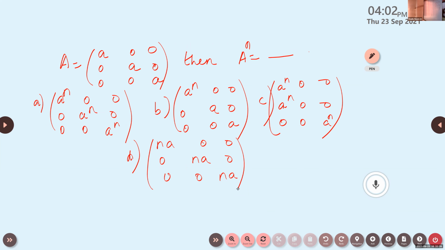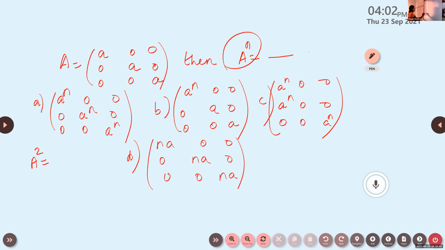How will you do this? Whether it is a 3 by 3, 4 by 4 or 2 by 2 matrix, the method is the same. A is given. We can't directly take A raised to n. Instead, find out what A square is. From the result for A square, you can generalize it.